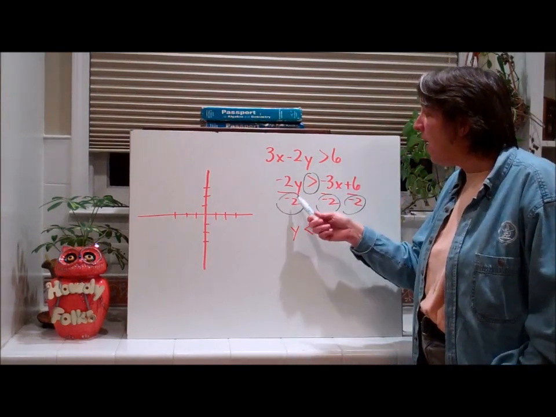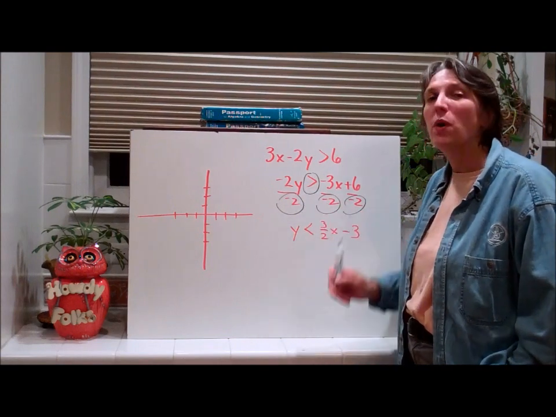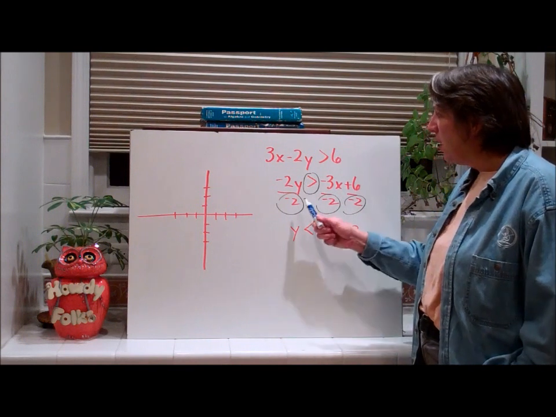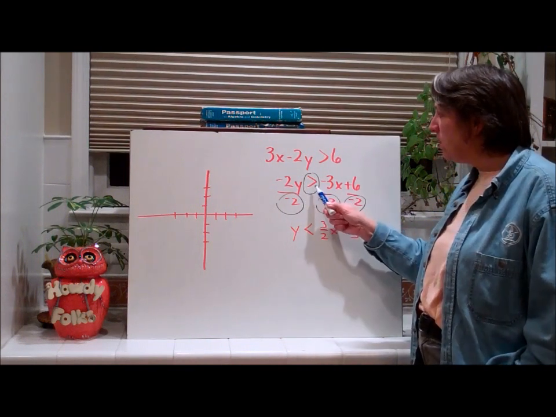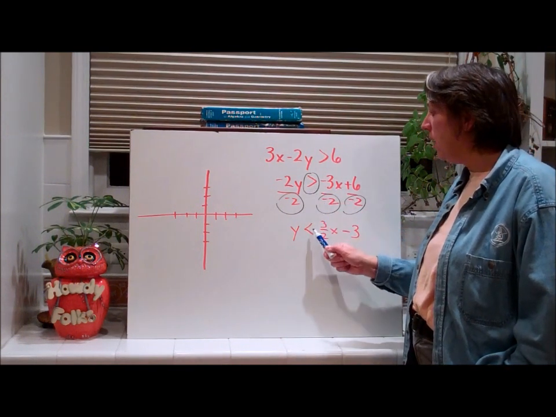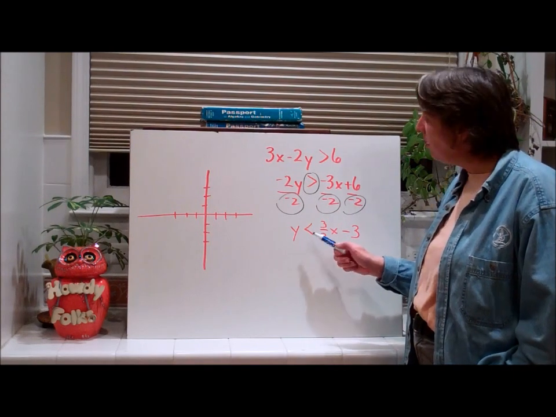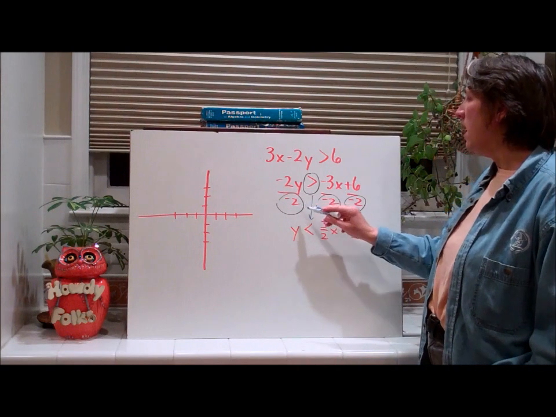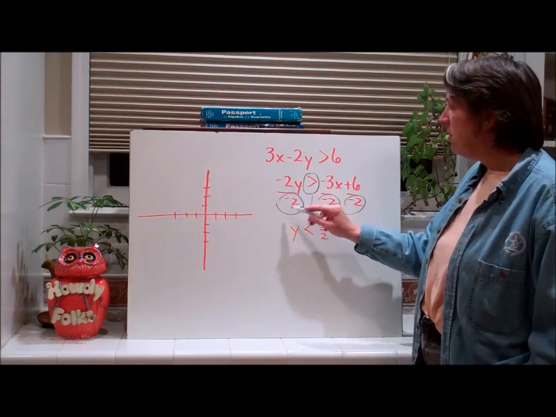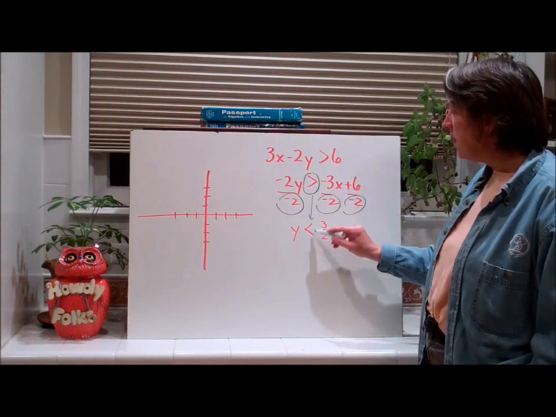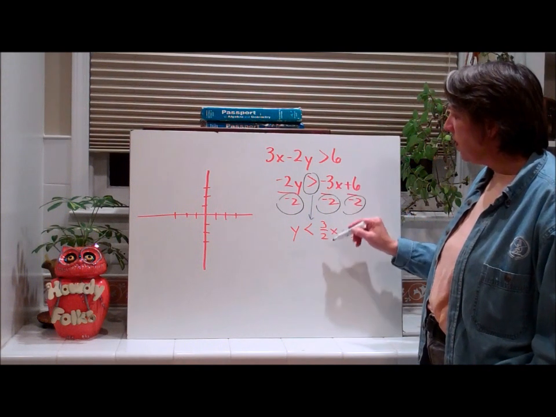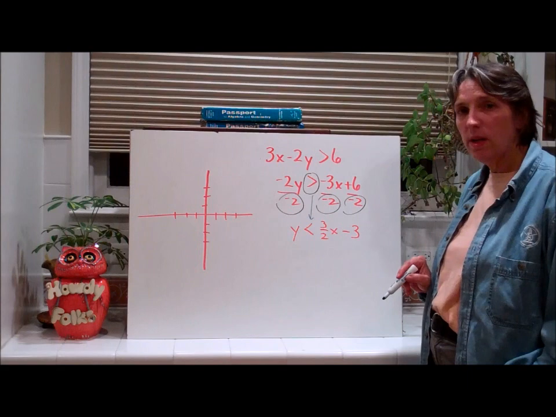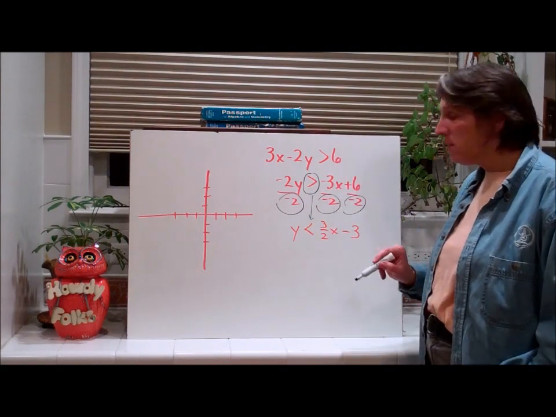When I divide an inequality by negative 2, what happens to the sign? Remember? It flips. So I divide everything by negative 2, and the inequality goes from greater than to less than. Very important. So when I divide everything, I get y is less than, the negatives cancel, 3/2 x minus 3, because positive 6 is divided by negative 2. Don't forget to flip that sign.